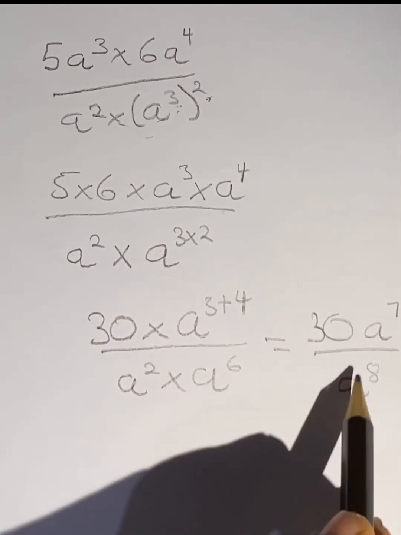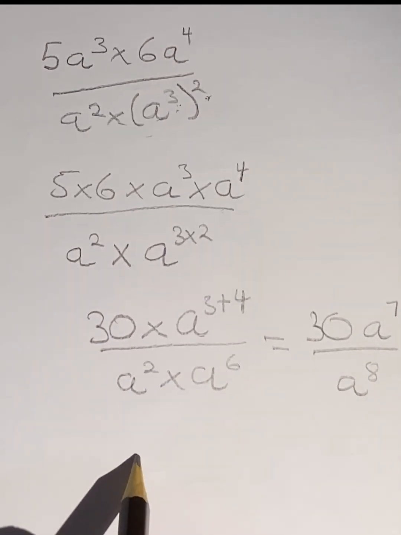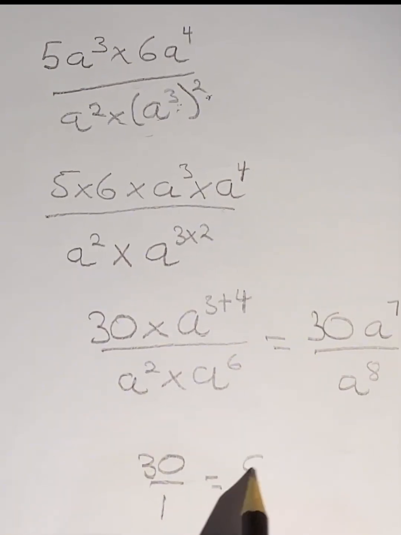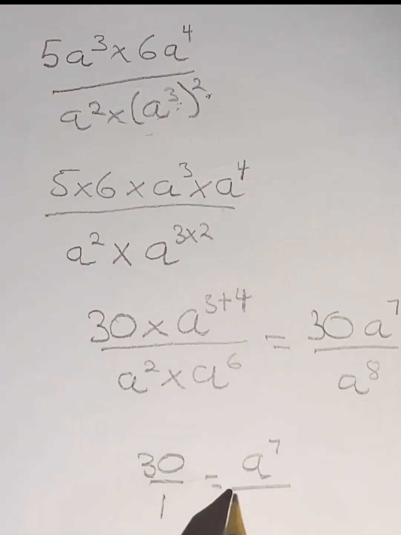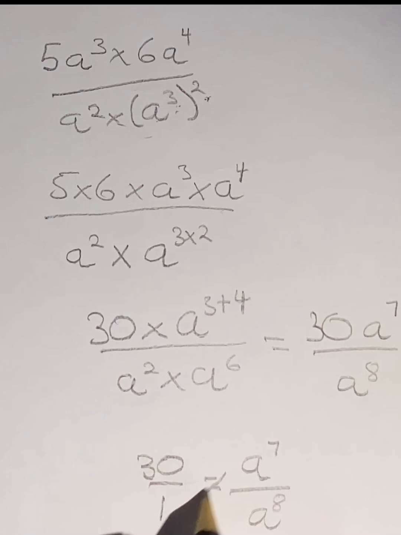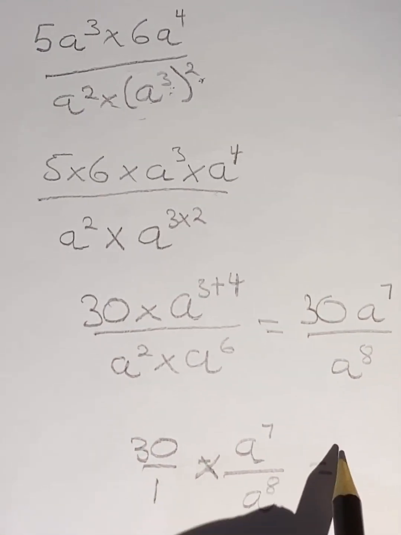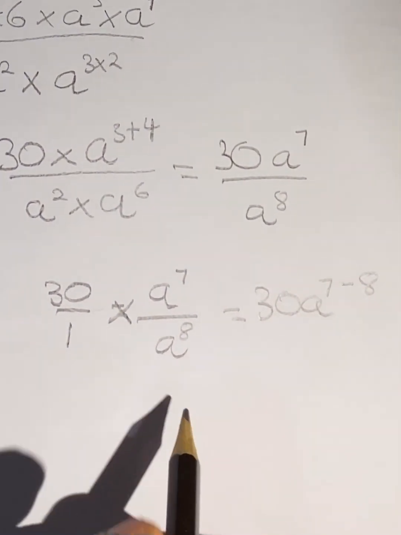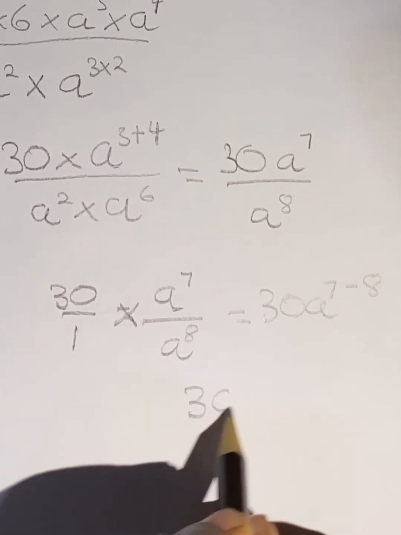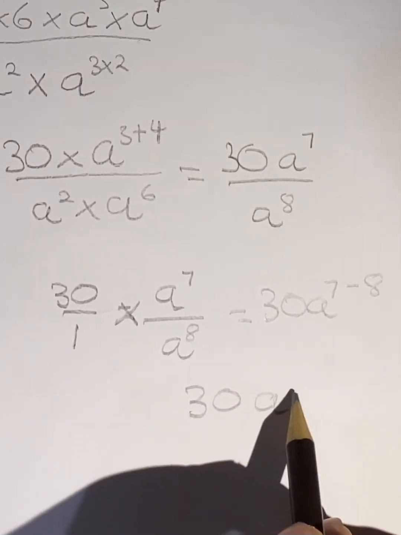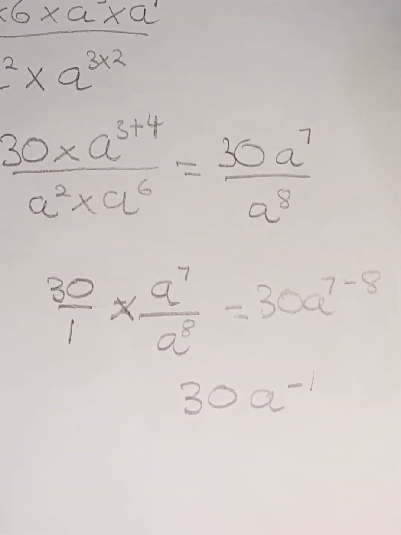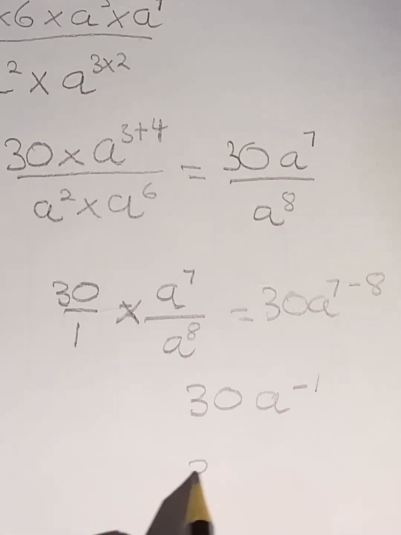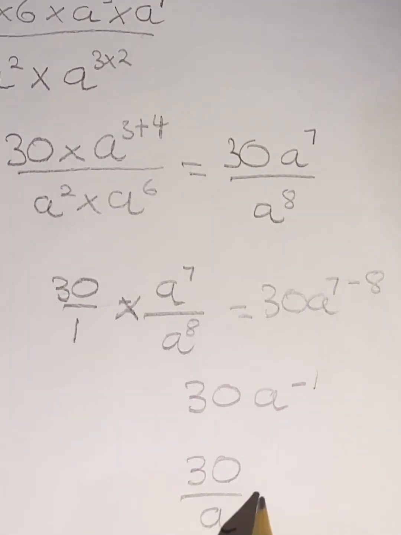So with this, we have a quotient. And then with the quotient rule, we can now say that this 30 is divided by 1. And then we have A exponent 7 over A exponent what? 8. Then this is giving us 30 A exponent 7 minus 8. And then you get 30 A exponent negative 1. And then whenever a number is in the negative form, what do we do to it? We bring it down beneath a quotient line. So we are getting 30 over A as our final answer.